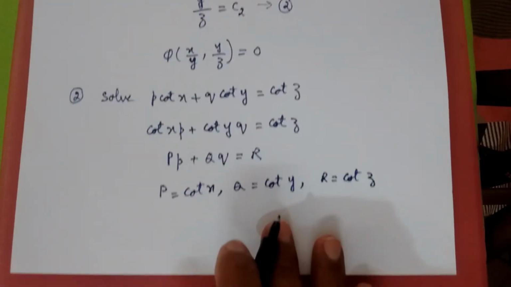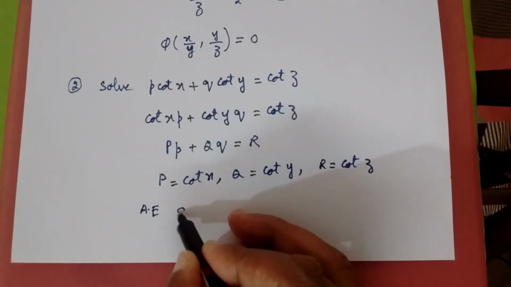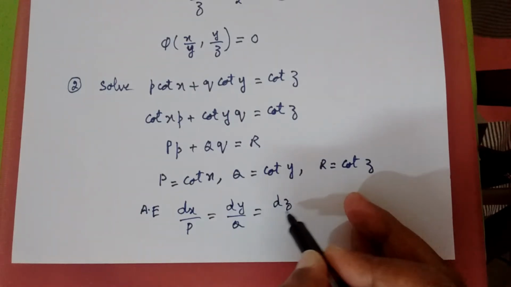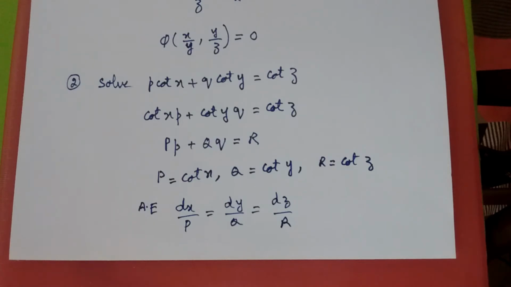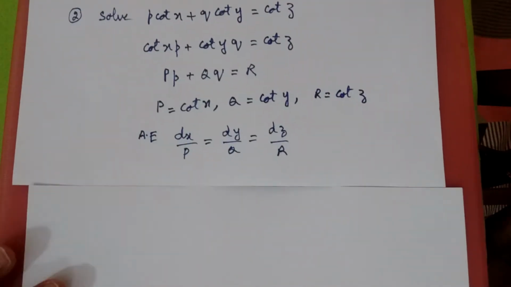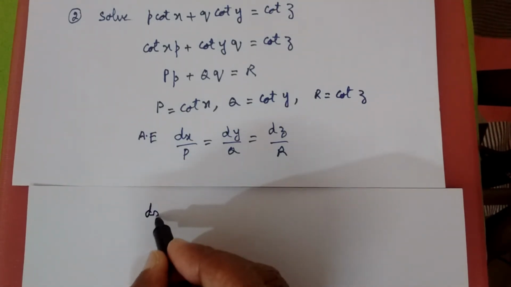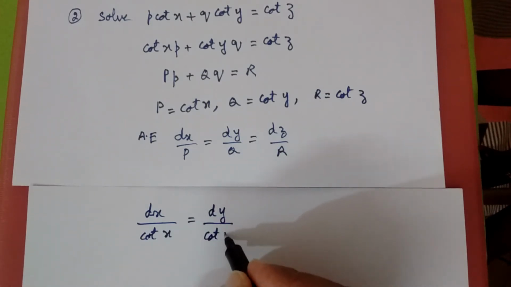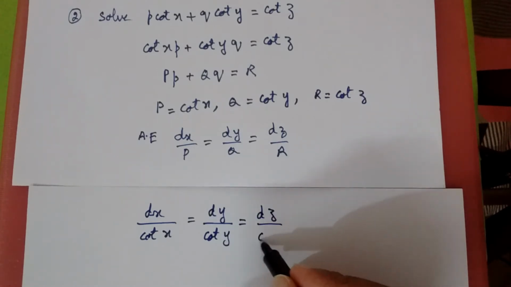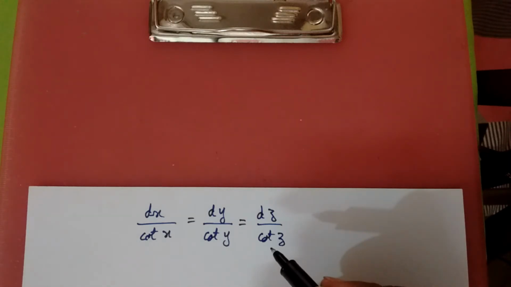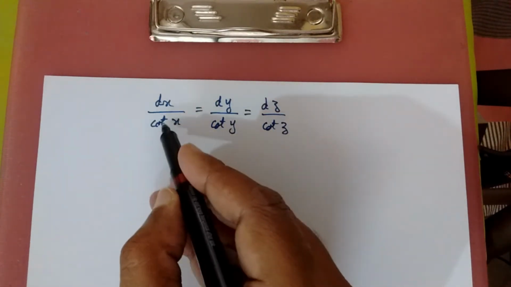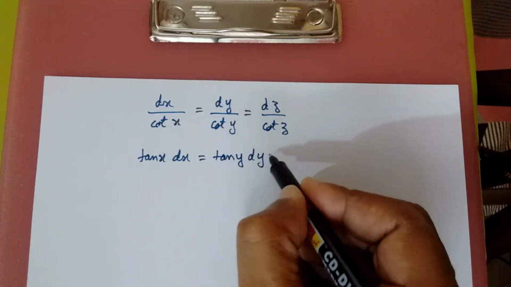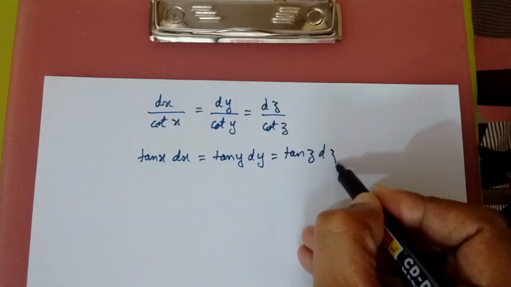So if you write down the auxiliary equation, it is dx by P is equals to dy by Q is equals to dz by R. So let us try to plug in the values of P, Q and R. We get dx by the value of P is cot of x is equals to dy by Q value is cot of y is equals to dz by R value is cot of z. This can be rewritten in the form of, 1 by cot is nothing but tan, so you can write it as tan of x into dx. 1 by cot is tan, so it is tan of y into dy. 1 by cot is tan, so tan of z into dz.